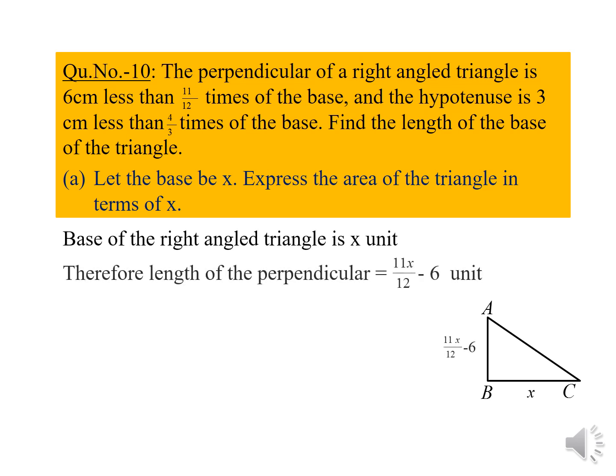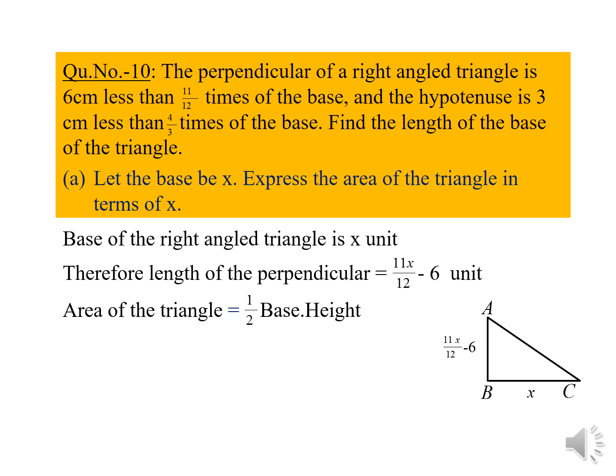So according to the question we can say that the length of the perpendicular is equal to 11 by 12 times of the base, that is 11 by 12 of x, and 6 centimeter less, that is minus 6. So the perpendicular will be 11x by 12 minus 6 unit. And now the question is to express the area of the triangle.